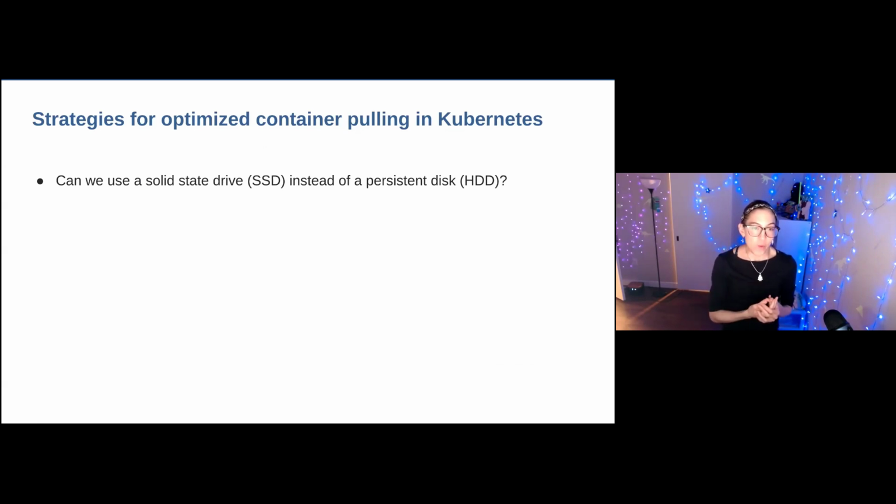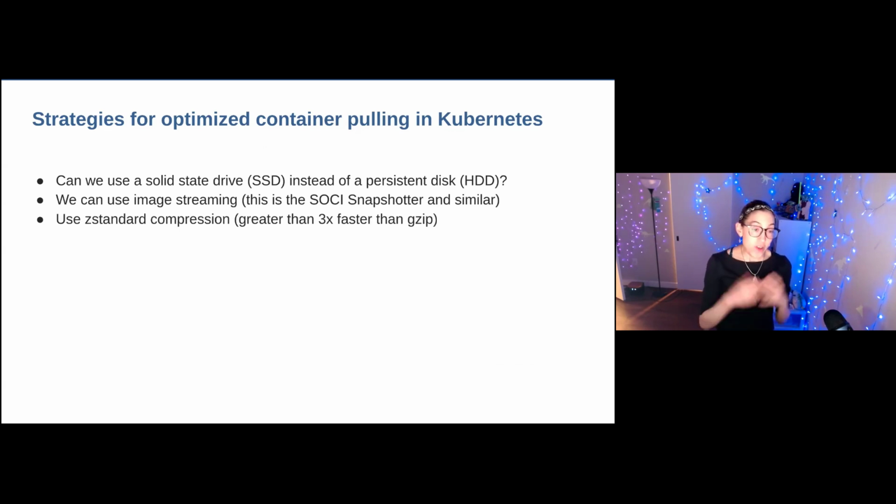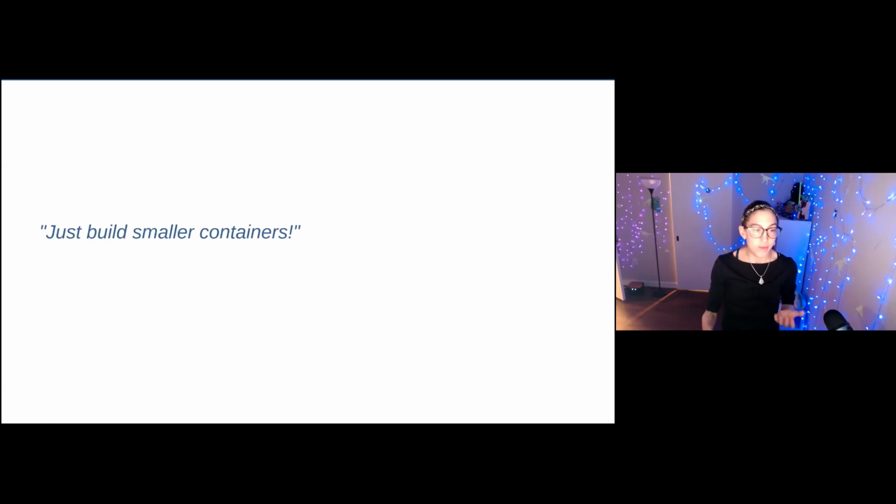So the first idea is, well, use a solid state drive with better IO. When you're pulling and extracting, it might be a little bit faster. Reasonable idea. The next idea was to use something called image streaming. And, at the time, I had no idea what that was. Hint, this is eventually going to be snapshotters. And then another idea, well, you can use a different compression algorithm. So Zstandard compression is about 3 times faster than gzip. We can also preload images. If we're using a common base image, we can preload them onto the nodes with some mechanism.